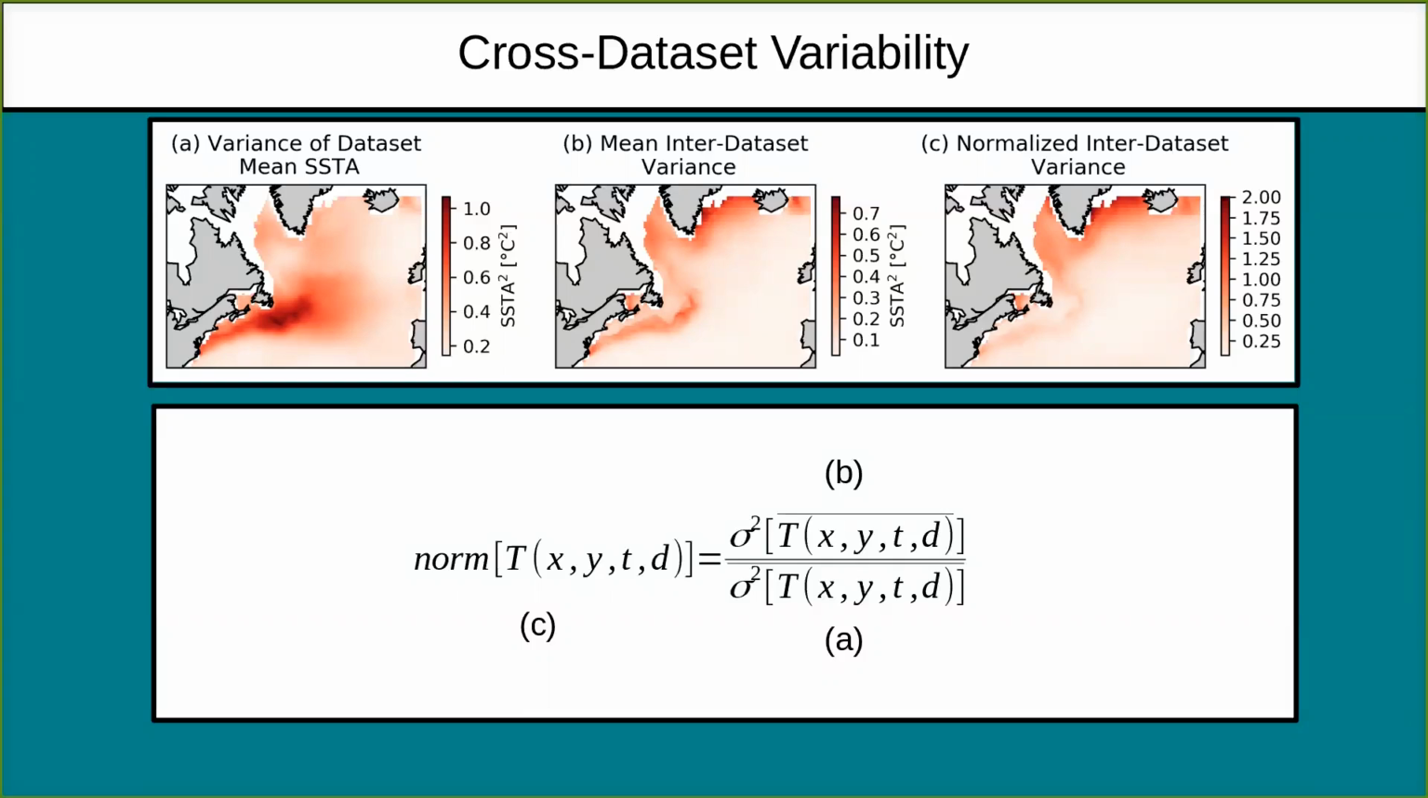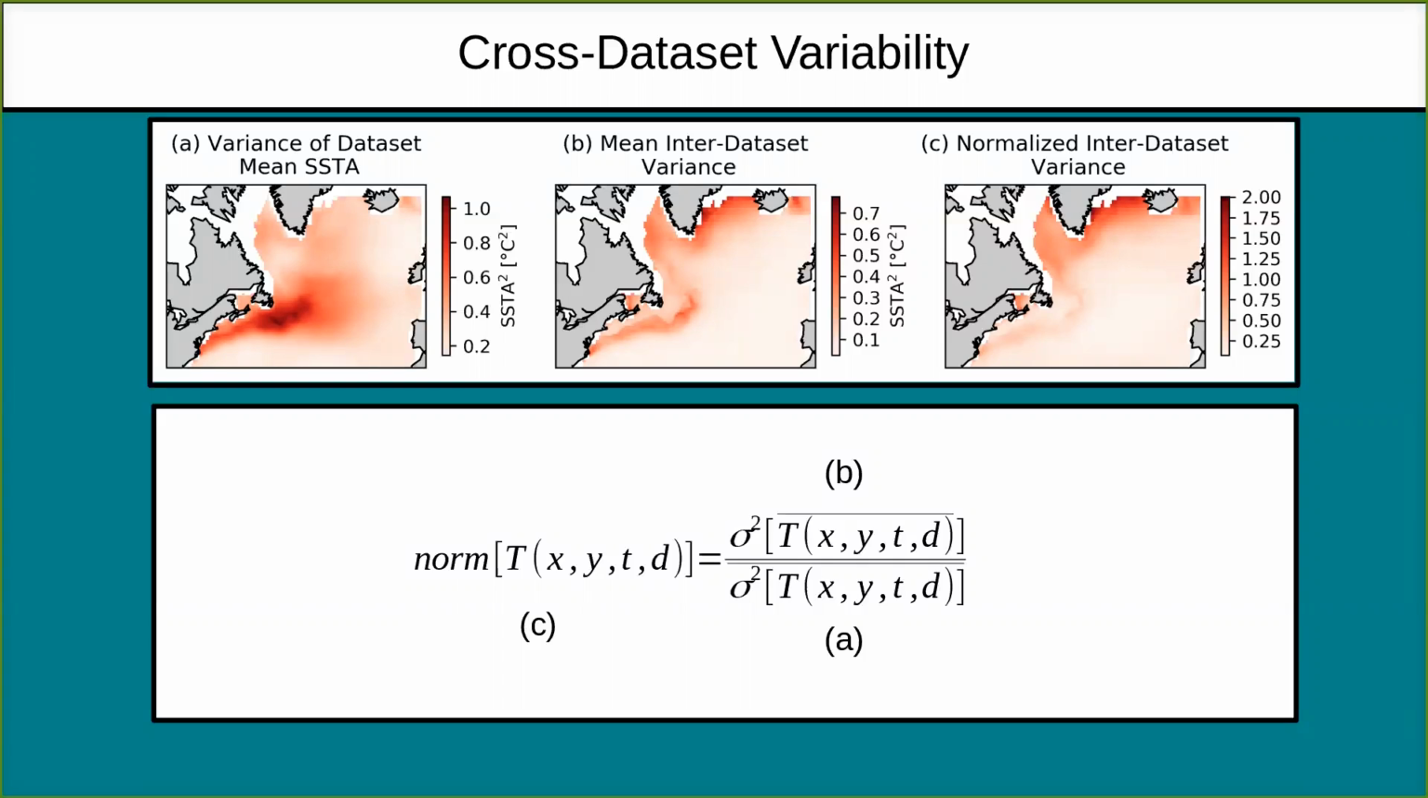So I've gathered sea surface temperature data from 5 different historical monthly SST datasets and calculated the sea surface temperature anomaly. Each of these datasets was then spatially interpolated to a common resolution for easy comparisons. From it, I calculated the variance over time of the dataset mean sea surface temperature anomaly. I also calculated the variance across the datasets averaged over time. And then I calculated the normalized interdataset variability by dividing B by A.